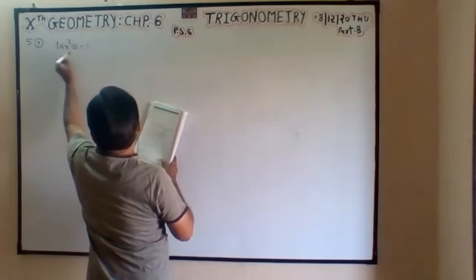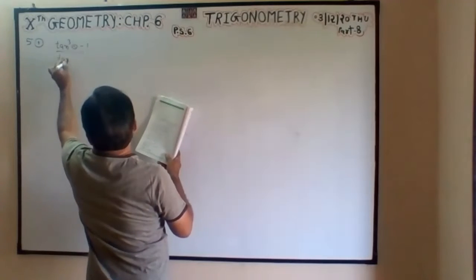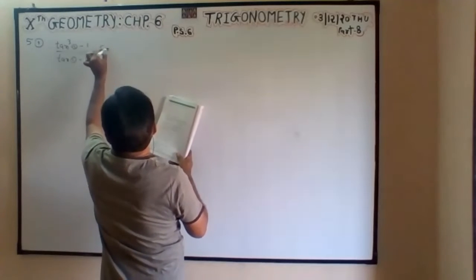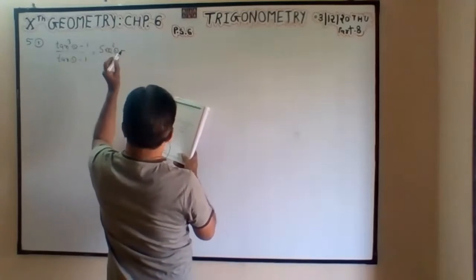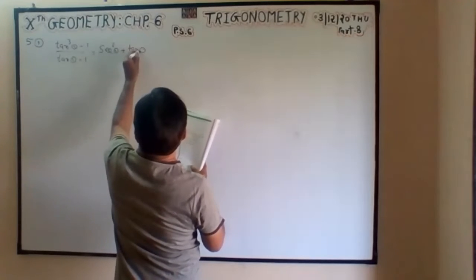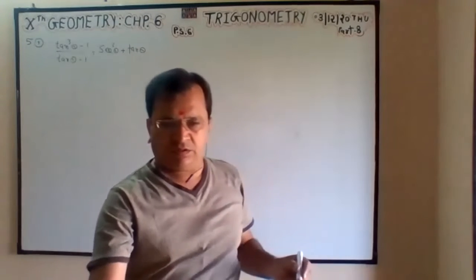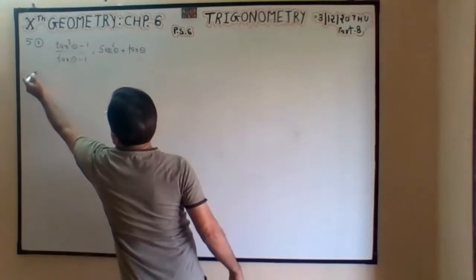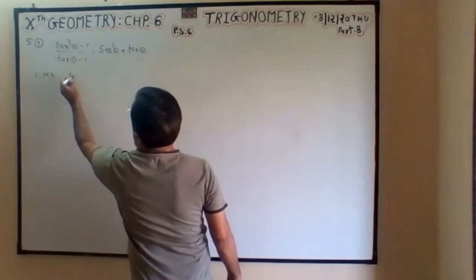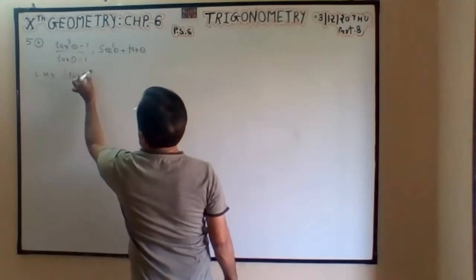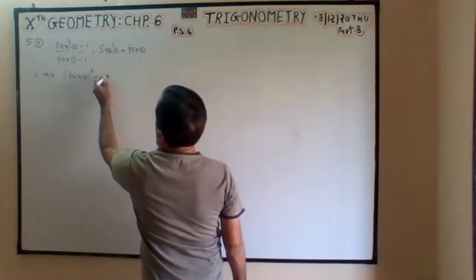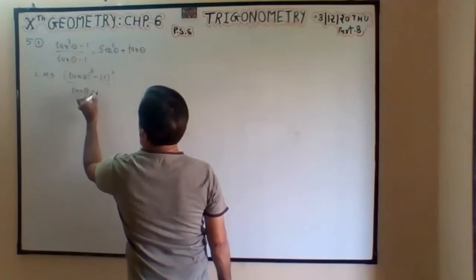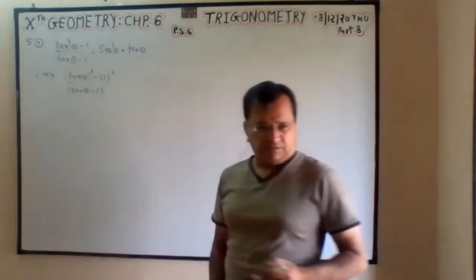(tan cube theta minus 1) divided by (tan theta minus 1) equals sec square theta plus tan theta, we have to prove. Now the left hand side I will write: tan cube theta minus 1 cube, that is tan theta cube minus 1.